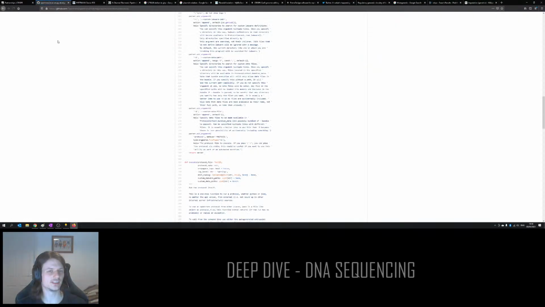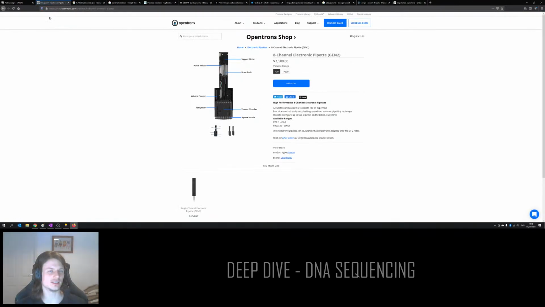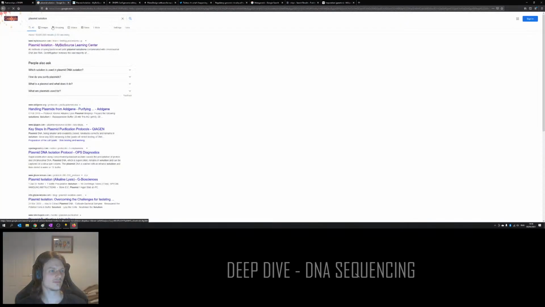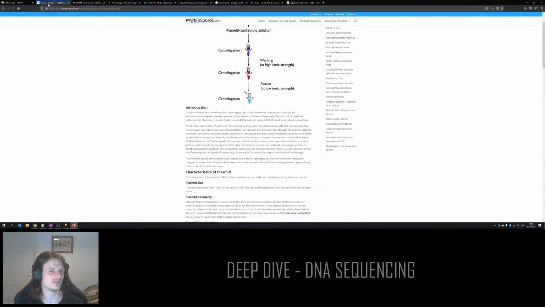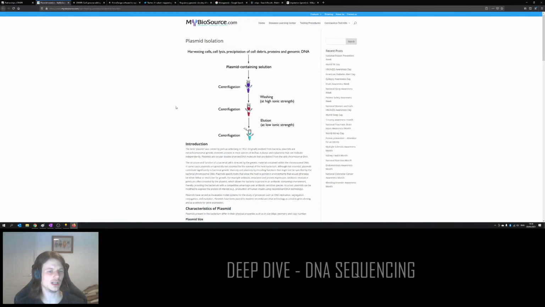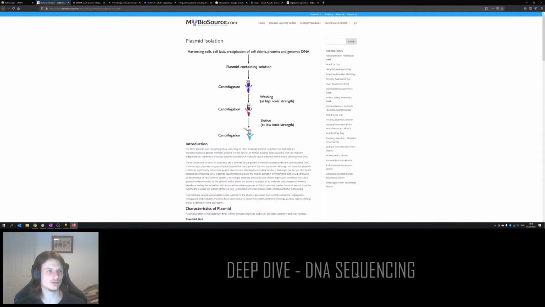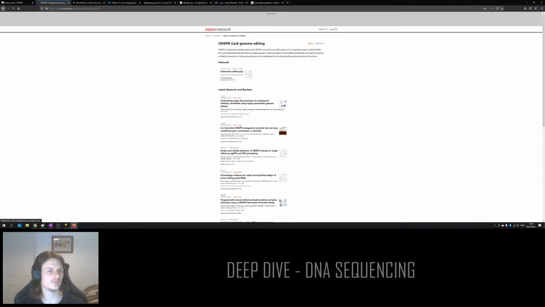Probably going to use those, to be honest. This was me investigating the pipetting. That's some personal stuff probably. No, maybe. Oh, okay, it was the price for the Opentron thing. Plasmid isolation. Okay. Now this looks good. And I don't remember actually reading through this.